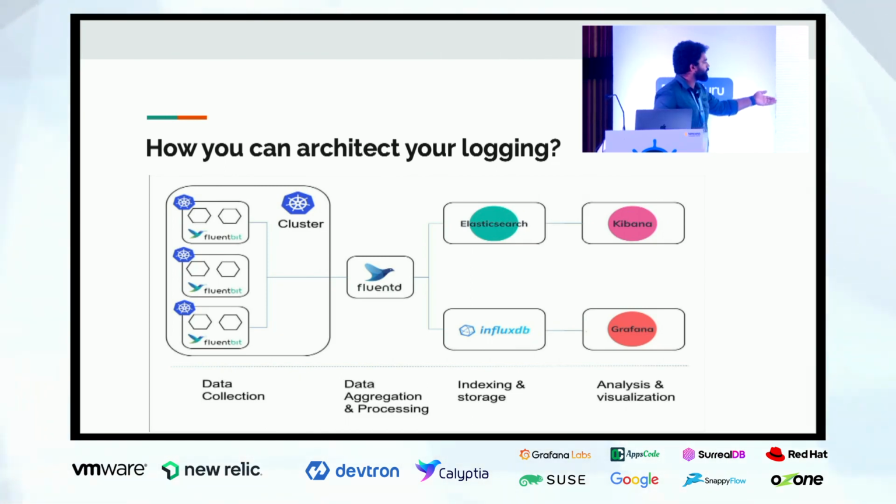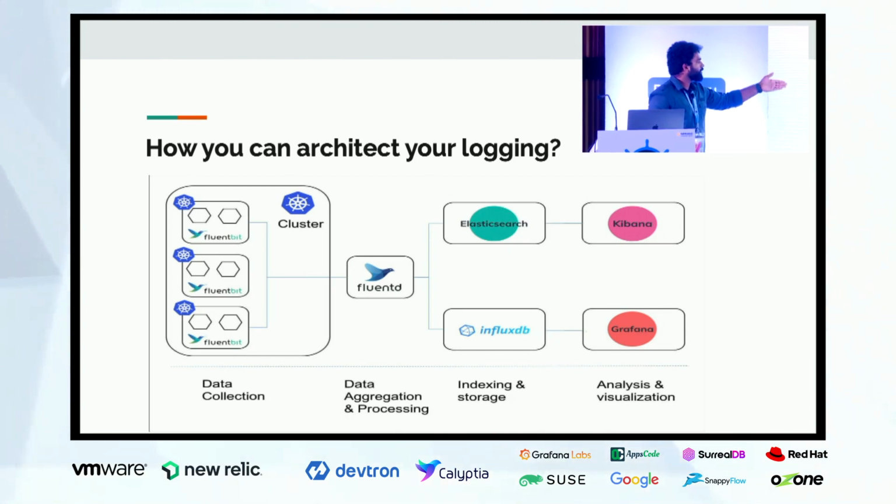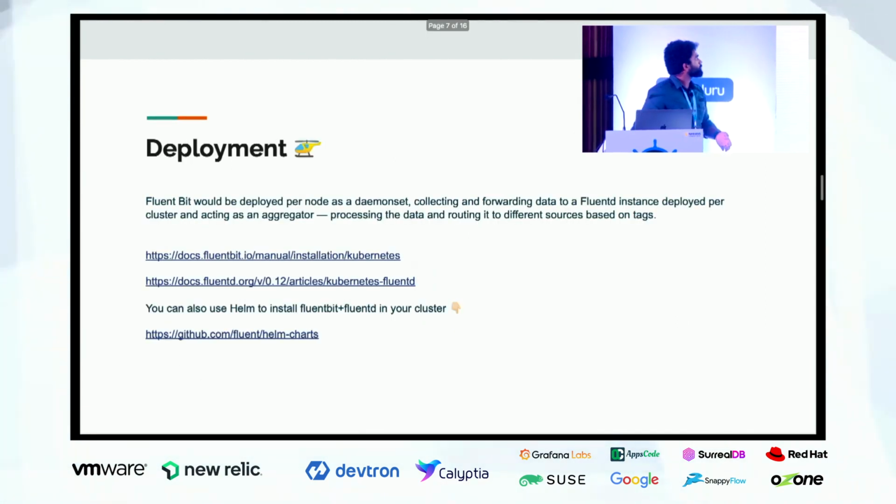I also mentioned what happens in every phase. On the Fluentbit side, it will just collect the data. On the Fluentd side, it will aggregate and process the data, transforming it into various forms in whichever format we want. In the other case, we can index the data, and then we can visualize the logs or data we collected.